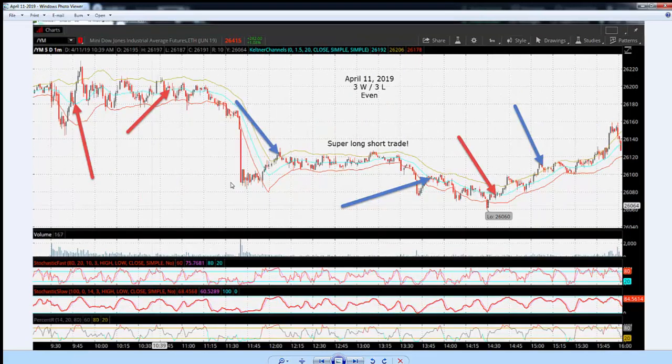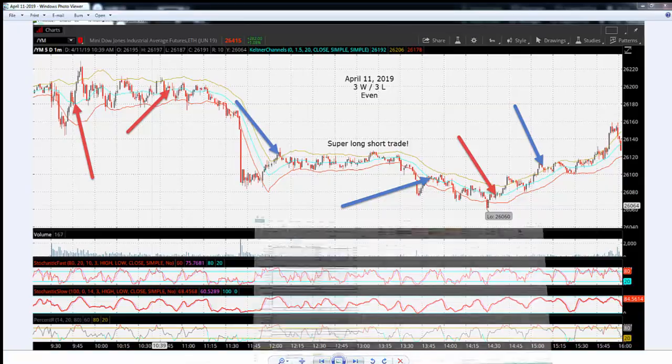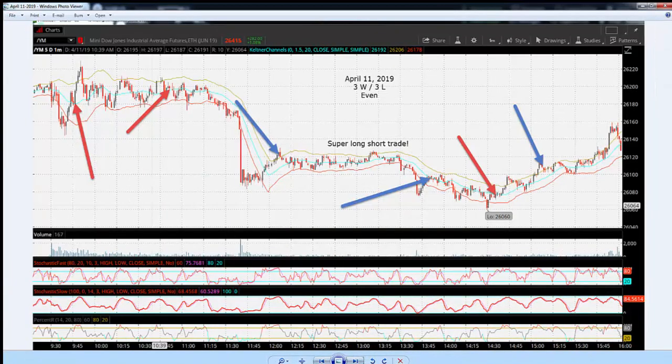And let's go to the 11th. I think I had a loser. I did. A couple losers. And then a winner, which was a super long trade. Then a loser. Then a winner. So you'd have actually done better because you'd have broken even where I took a loss.